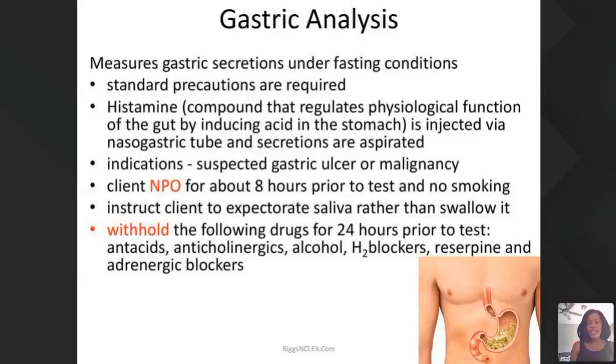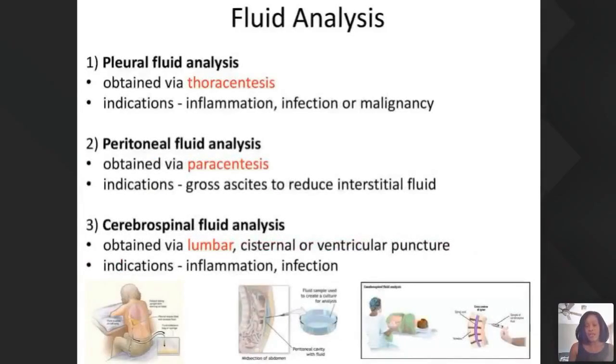That will tell us the indication, the purpose: are you at risk for or do you have any gastric ulcers? A little bit of teaching prior to this test. They should not only be NPO, but they should refrain from taking certain medications if they're already on them. For example, any type of antacids, they need to hold those drugs at least 24 hours. Any anticholinergics, hold those drugs. No alcohol, no smoking, no H2 blockers, no PPIs. All of those drugs need to be held before a gastric analysis.